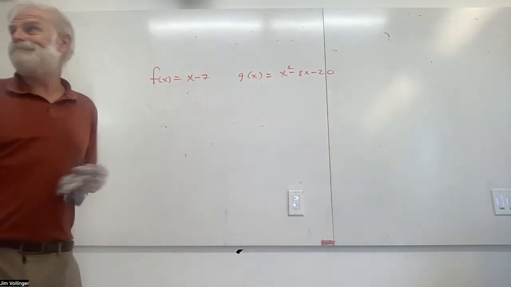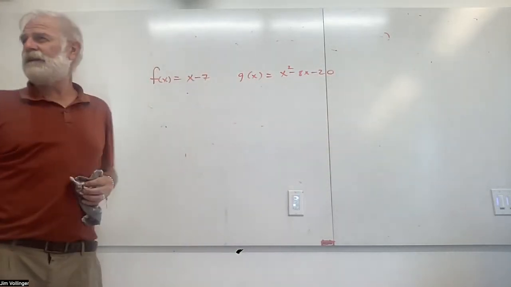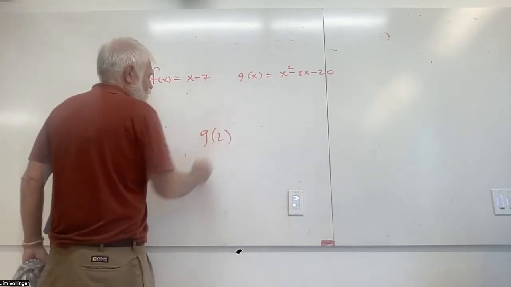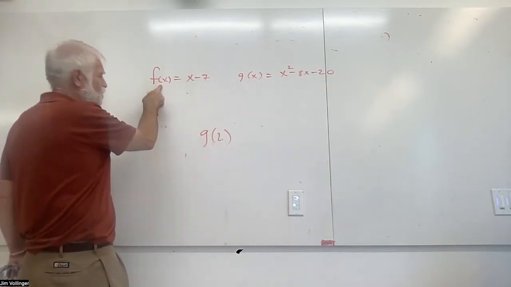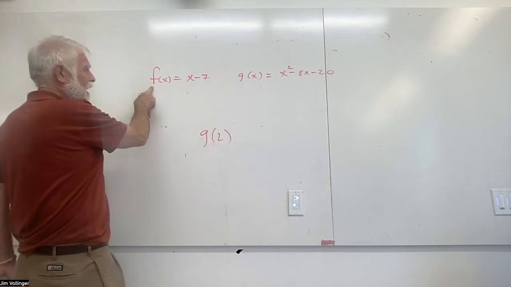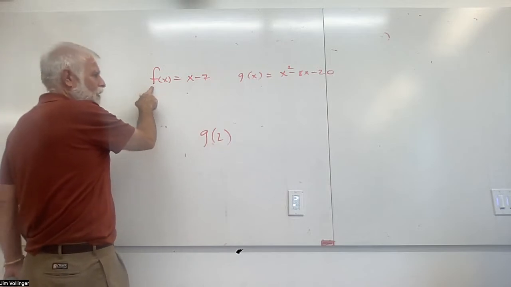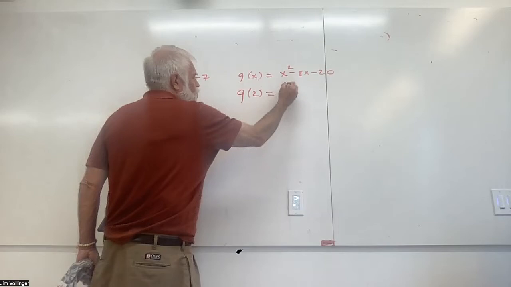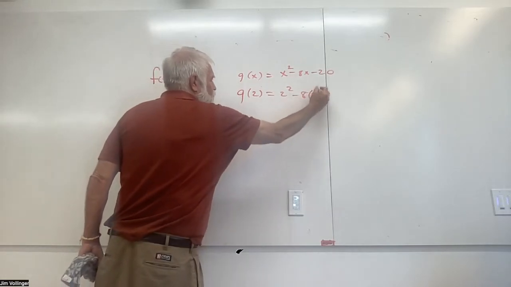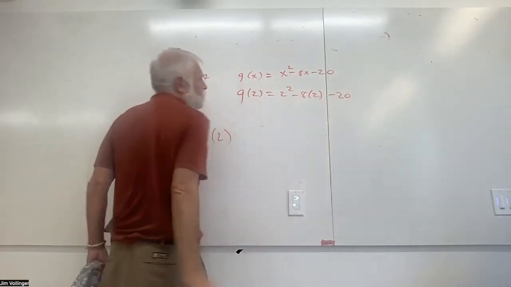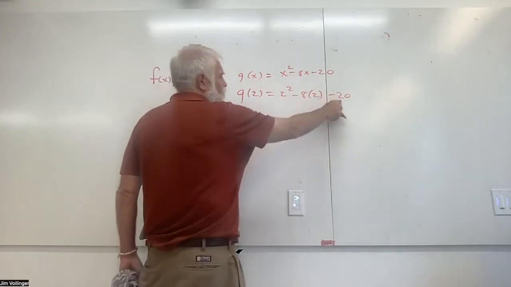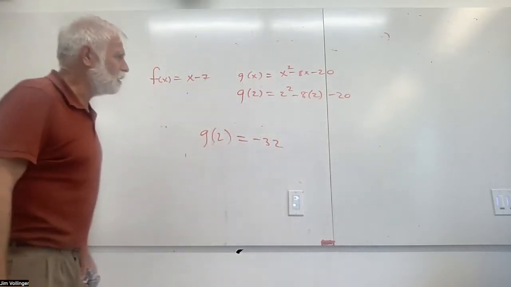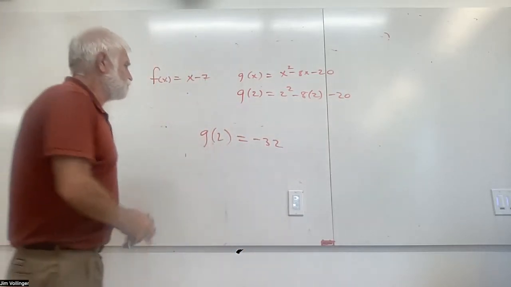Right? So let's see, what have I asked for first? G of 2. Well, I'm sure as heck not going to plug 2 into this function. It's got a different letter denoting what it is. So I'm going to plug it in over here. So g of 2 is equal to 2 squared minus 8 times 2 minus 20. And so what? 4 minus 16, negative 12, negative 32 is what I'm getting. Again, maybe done too fast, maybe wrong. I think it's right.